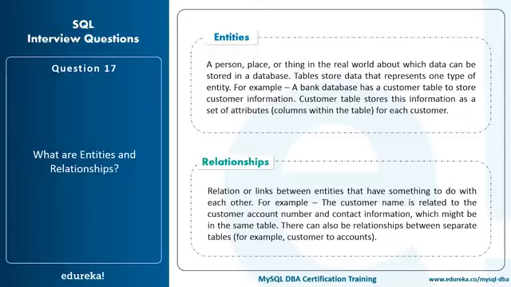Now talking about relationships, relational links between the entities that have something to do with each other are basically relationships. For example, the customer name is related to the customer account number and the contact information, right? Now this might be in the same table or it could be in another table also. So if you have two tables, out of which one table has the customer name and the other table has all the other information like the customer ID, customer name, and so on, these two tables will be related to each other with a relationship so that the customer details could be retrieved. That particular link is basically a relationship.